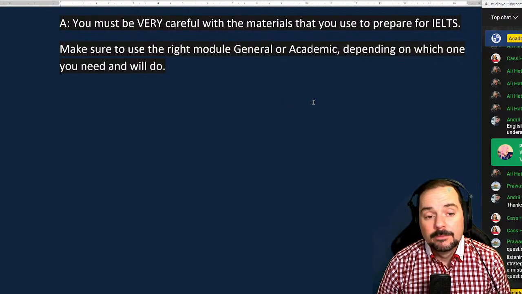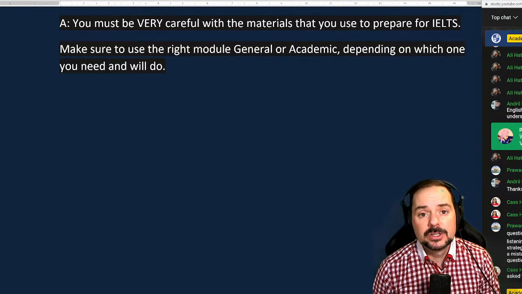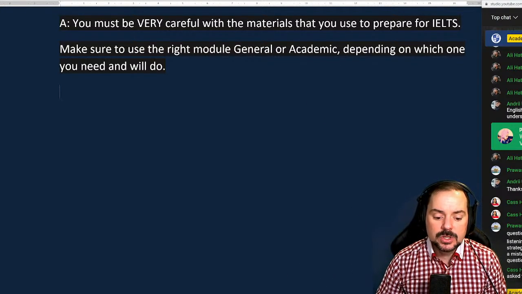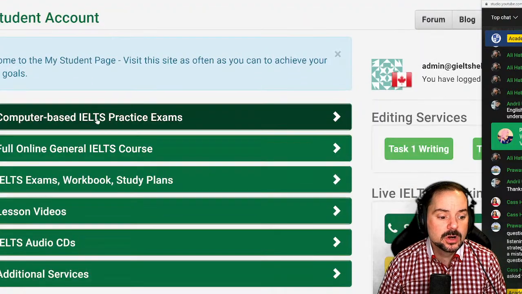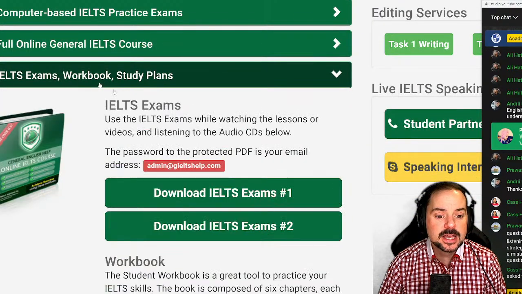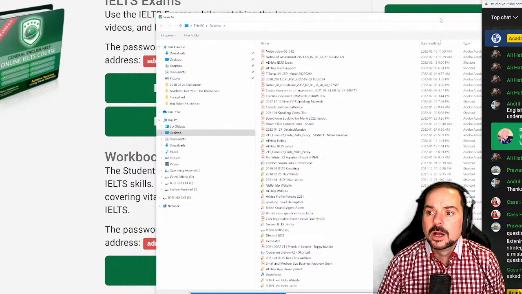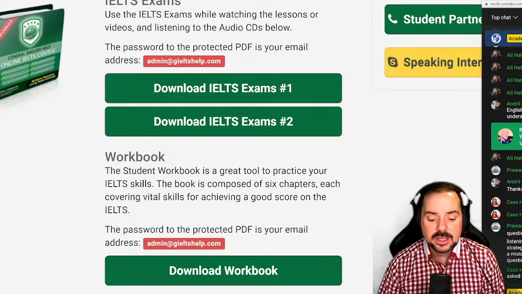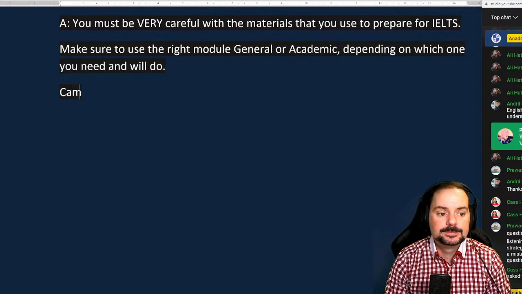Next, from experience, okay? I'll give you a little bit of my experience with materials that we have seen, and this is a big reason why we decided to develop our own materials. So if you go to the website at ahelp.com or gltshelp.com, and then you go to IELTS exams workbooks, then here you can download exam 1. Basically we have 6 exams. They're exactly kind of like Cambridge. Cambridge makes, so Cambridge ESOL exam.